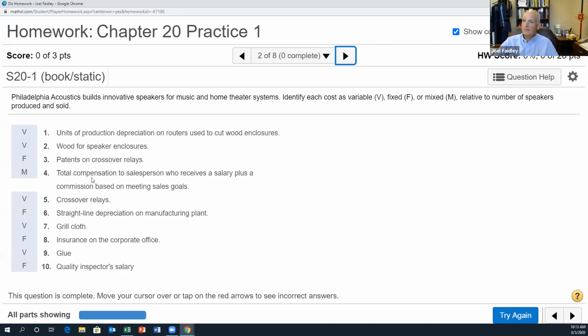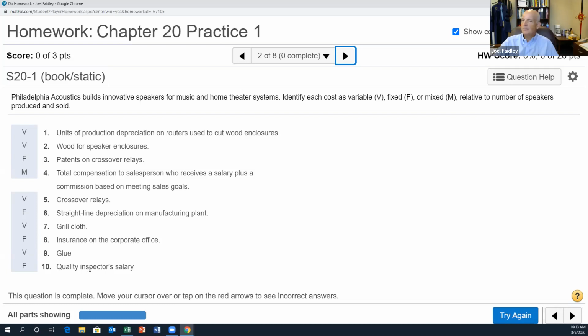That's mixed. Salary plus commission. Crossover relays, again, that's direct material. Straight line depreciation, fixed. Grill cloth, again, that's direct material. Insurance on corporate office, fixed. That doesn't vary based on your sales. The glue that you use, that's an indirect material probably, but it's variable. It varies with your production.